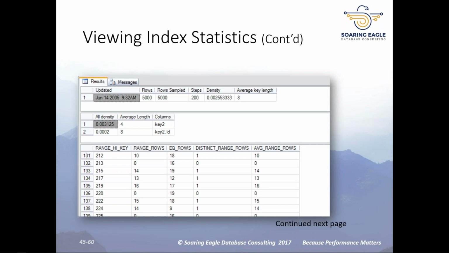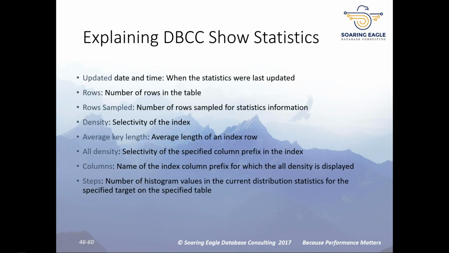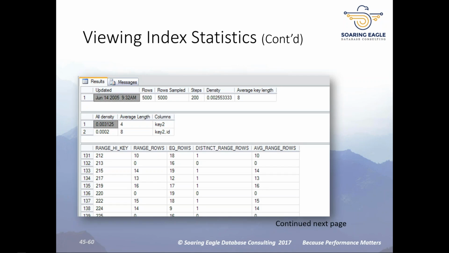What this does is allows me to take a look at the size of the table, the sampling, the density. The density is the number of unique values, or 1 over the number of unique values, what keys are in the index, what the ranges are, how many rows are in the range. Very useful way of finding out what is actually going on with the stats. Also will tell you when the stats were last updated, which can be very critical.